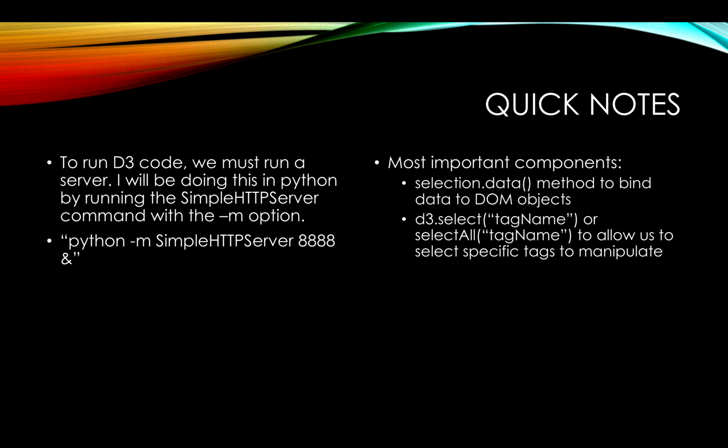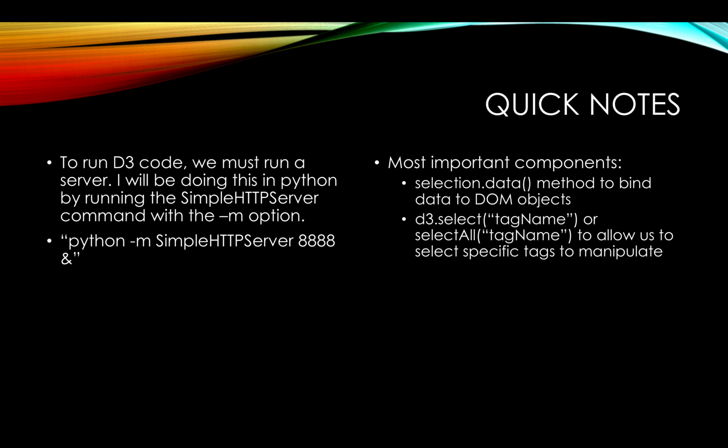Alright, a few quick notes. To actually run D3 code, we have to run this on a server. So I'm going to be doing this through the command line using Python. Here's an example of the Python code I'm running. We're going to be running the simple HTTP server with the -m option on port 8888.